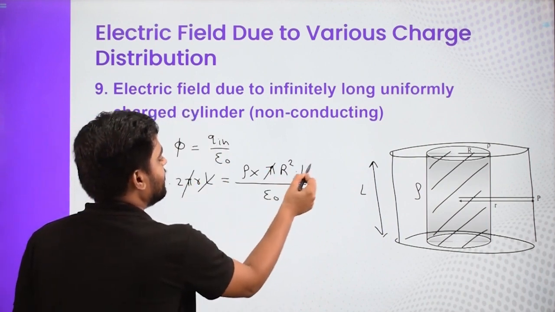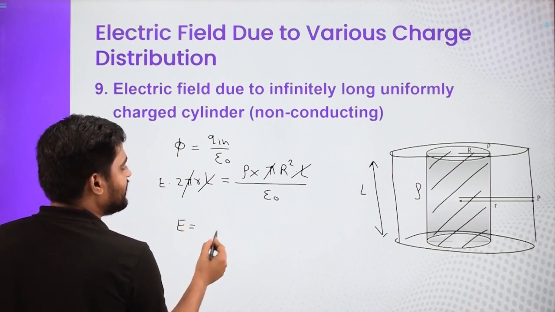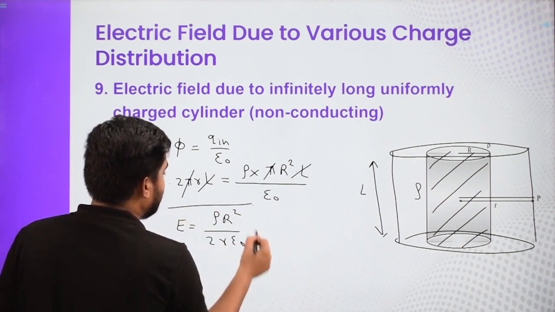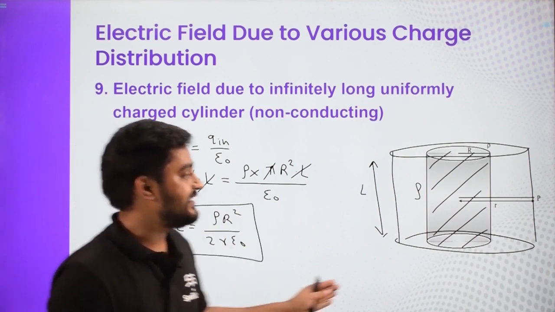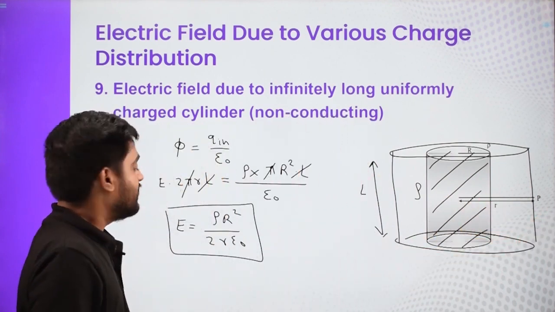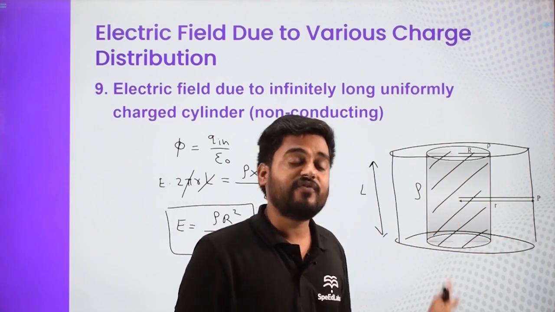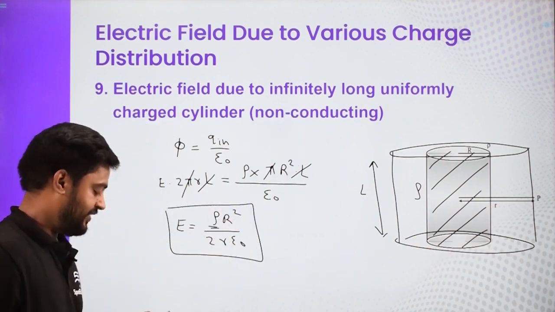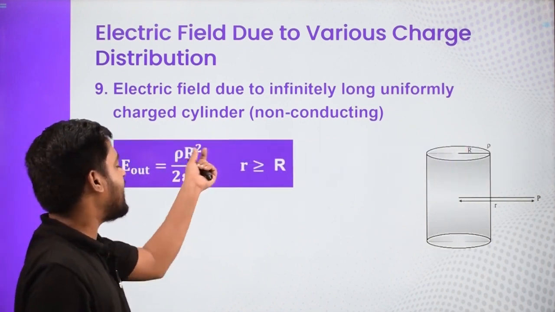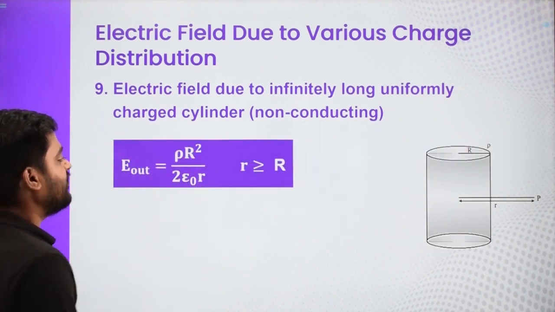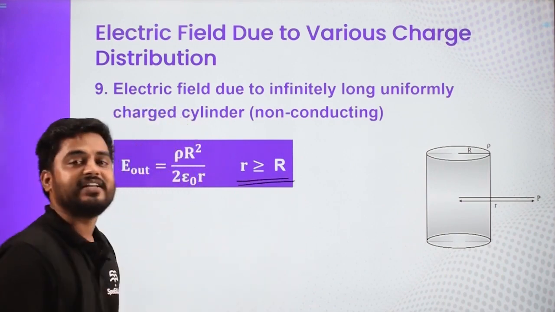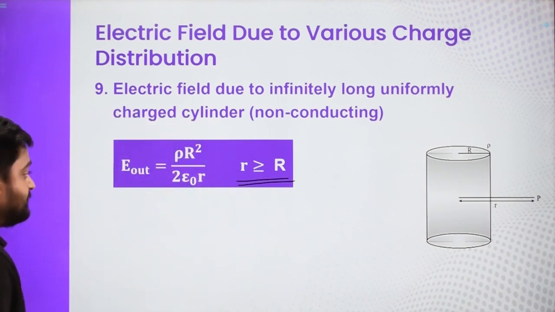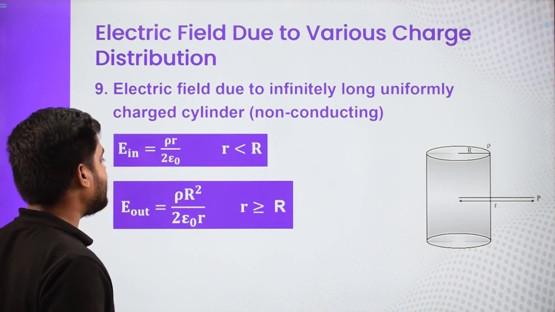So here pi and L are gone, and the end result is E is equal to rho capital R square by 2 r epsilon naught. So this is the electric field for a point which is lying at small r distance from the axis of a solid cylinder having radius capital R and volume charge density rho. So this is the formula which we got, rho R square by 2 epsilon naught small r, for r greater than or equal to capital R, like at a distance which is bigger than the radius of the solid cylinder. So let us have a look at the graph.